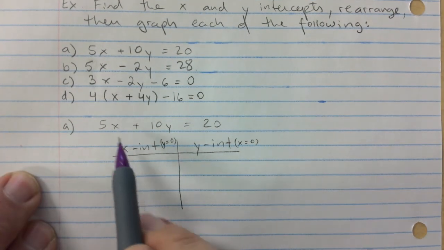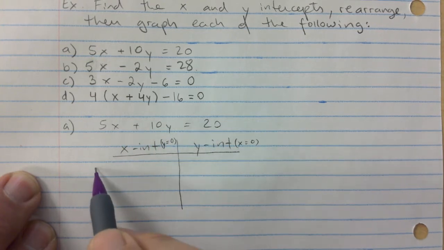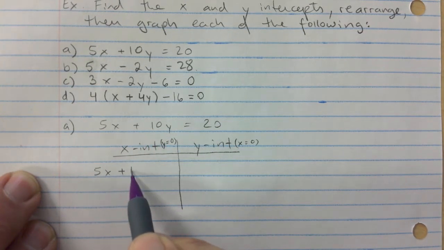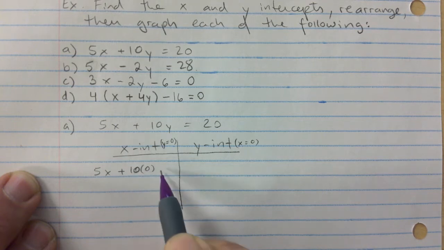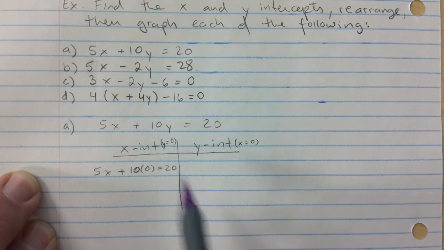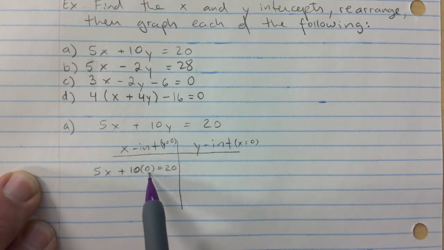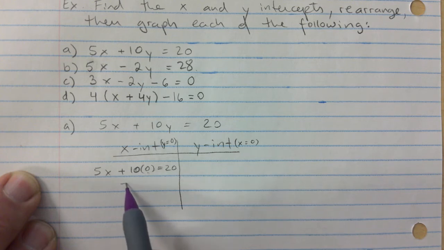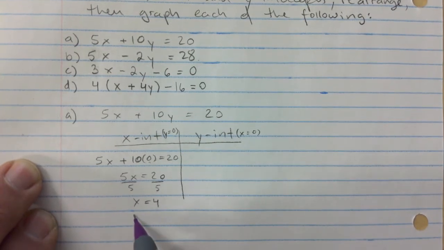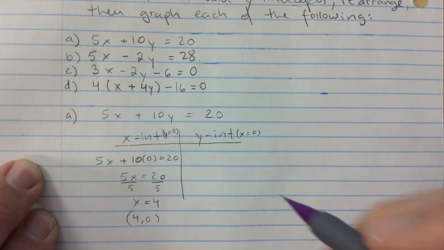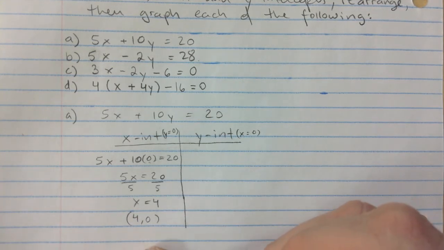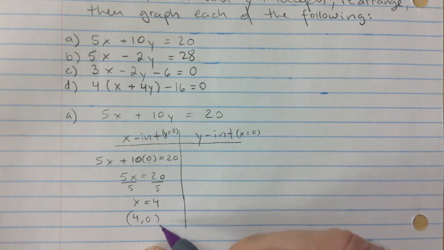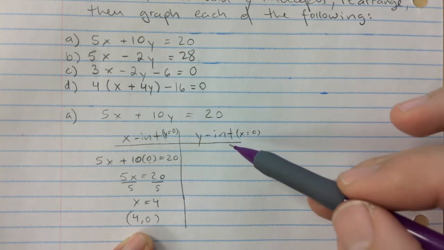Okay? So you take this and you say 5x plus 10 times 0, and this I will just do the first time here, is equal to 20. You take that equation, you just plug in a 0 for y, and this whole thing turns into 0. So 5x is equal to 20, divide both sides by 5, x is equal to 4, so we know that it's 4, 0 that we're after. Okay, so we found our x-intercept there. And the y-intercept we will do on the other side.